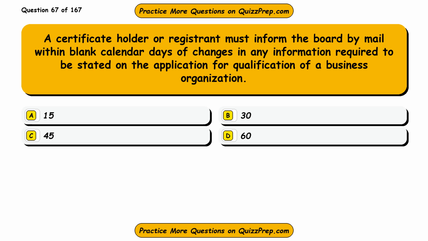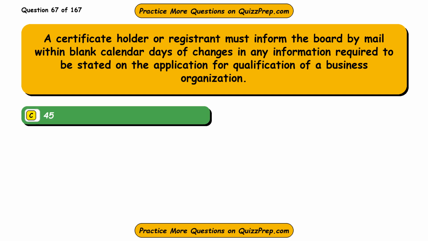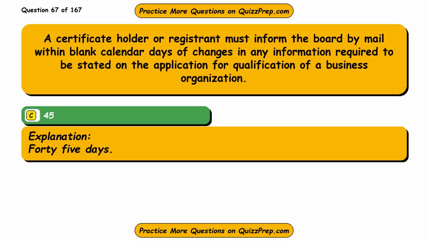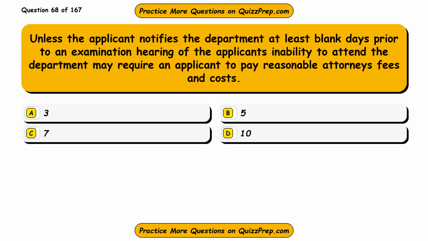Question 67. A certificate holder or registrant must inform the board by mail within blank calendar days of changes in any information required to be stated on the application for qualification of a business organization. Option A, 15. Option B, 30. Option C, 45. Option D, 60. The correct answer is option C, 45 days.